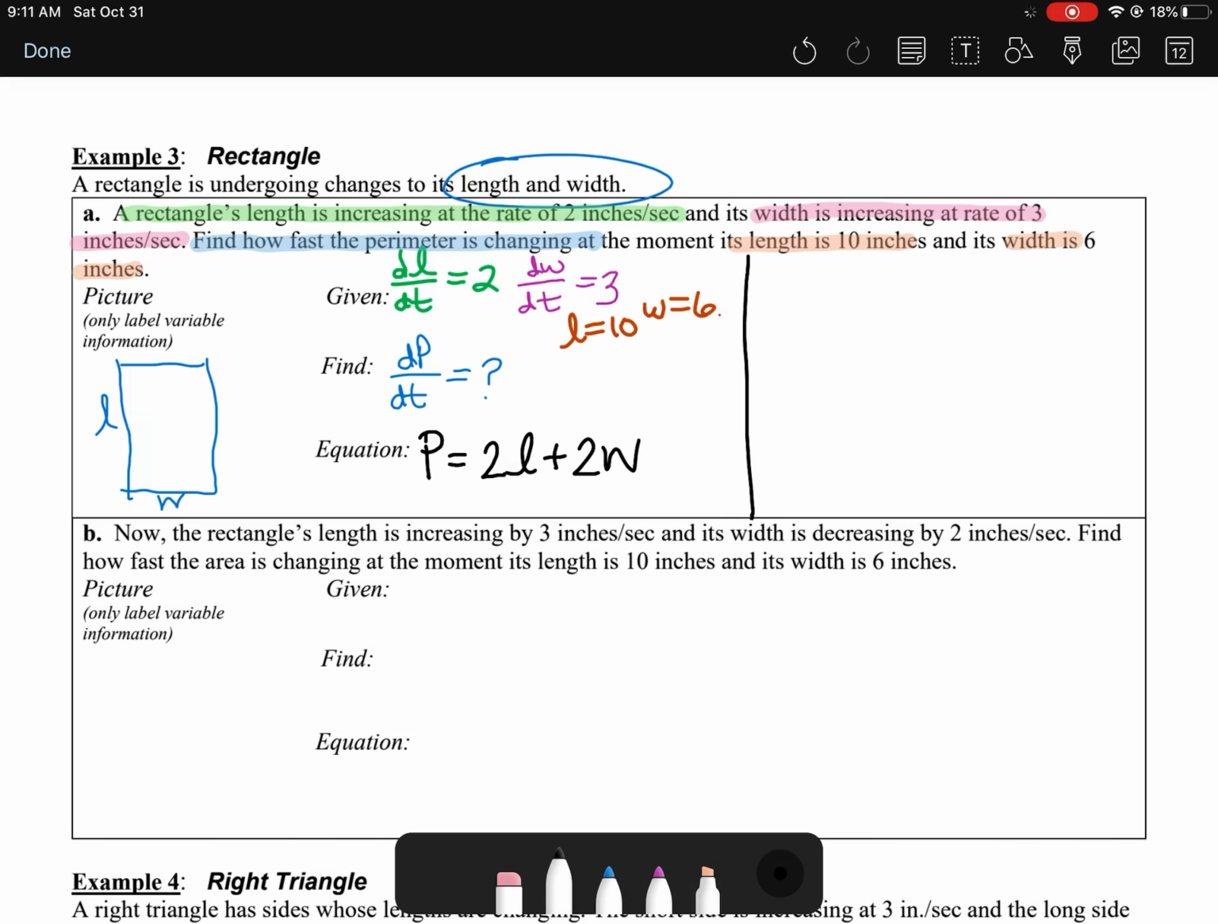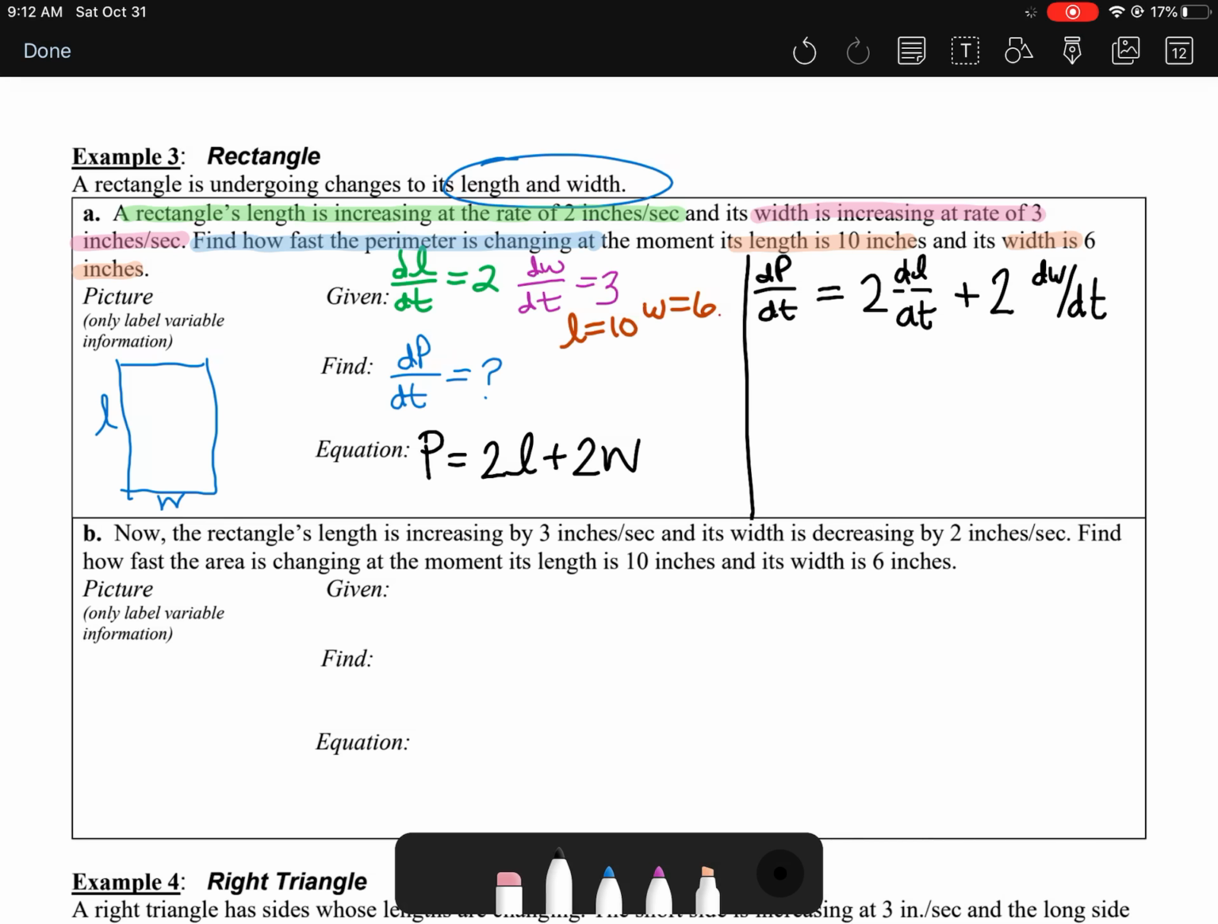And here's where it's implicit. I'm taking everything with respect to t, just like when we learned implicit differentiation in 2.5. If I took the derivative of y squared with respect to x, that was 2y dy/dx. It's the same thing here. If I'm taking the derivative of p with respect to t, I get dp/dt, because the derivative of p is 1. The derivative of 2L is 2 times dL/dt, plus 2W, whose derivative is 2 times dw/dt.